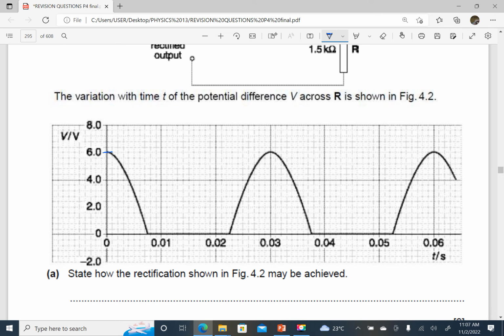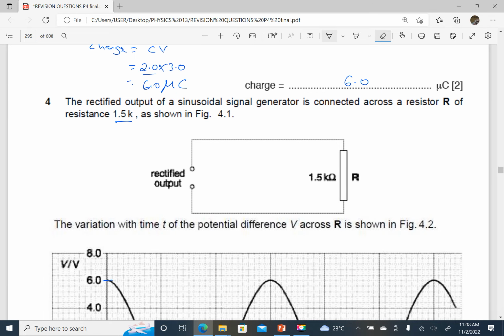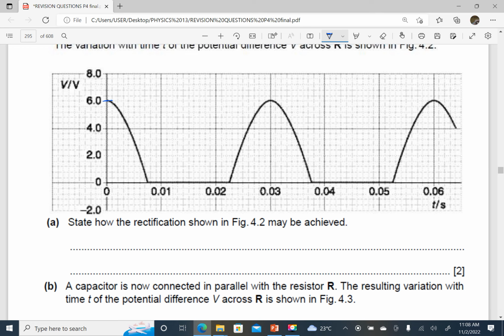You notice that the rectification in the figure here is a half wave. We have half of the cycle missing. Then we have one positive half of a cycle. So it is half wave rectification. And how do we achieve half wave rectification? We connect a diode in series with the source or with the load. So state how the rectification shown may be achieved. How is half wave rectification achieved? So we are saying connect a single diode.